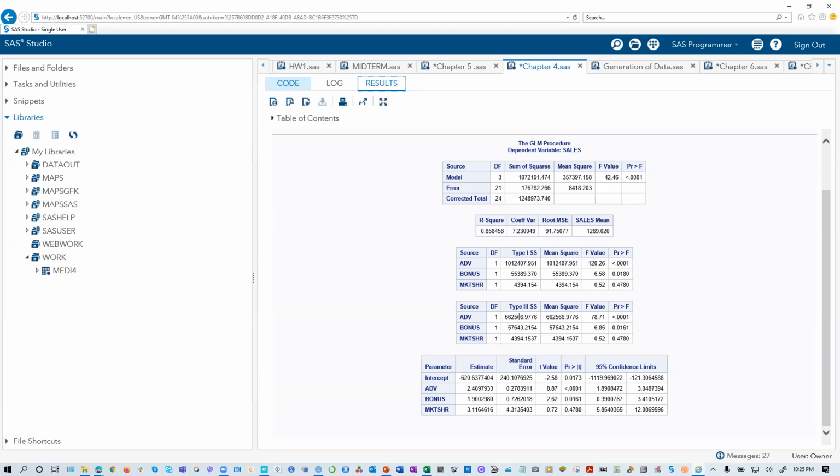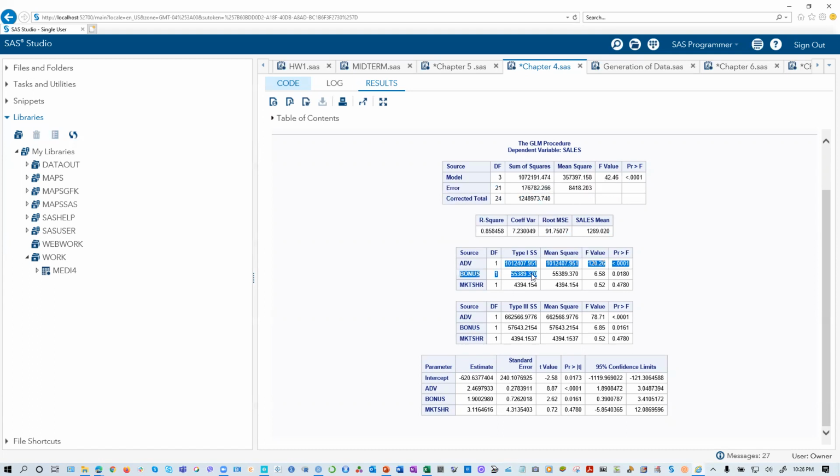Here you're going to say advertising given the other two already in the system. This one is bonus given advertising and market share. And the third one is sum of square regression of market share given advertising and bonus. These three add to this one. That's in type 1.